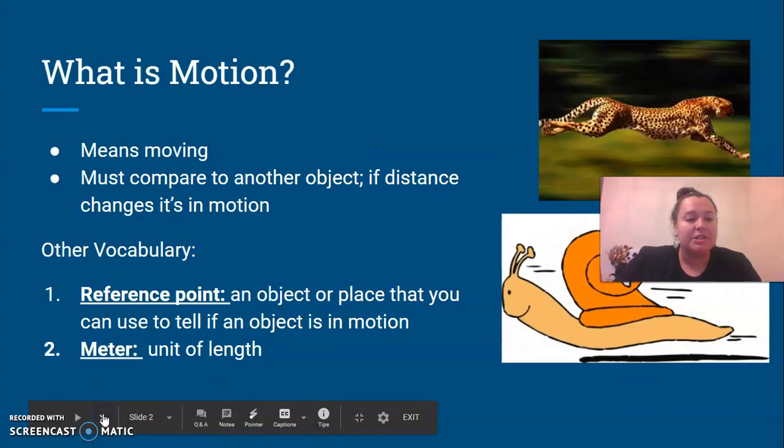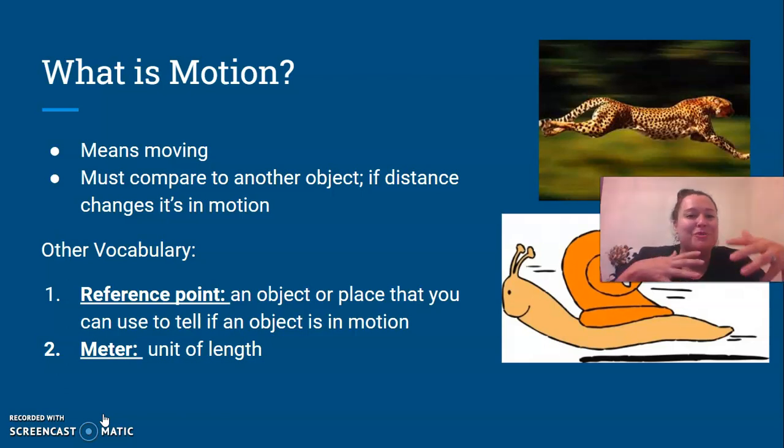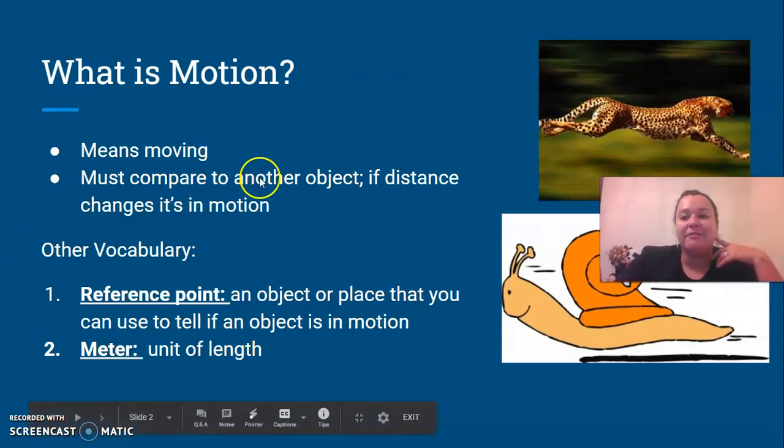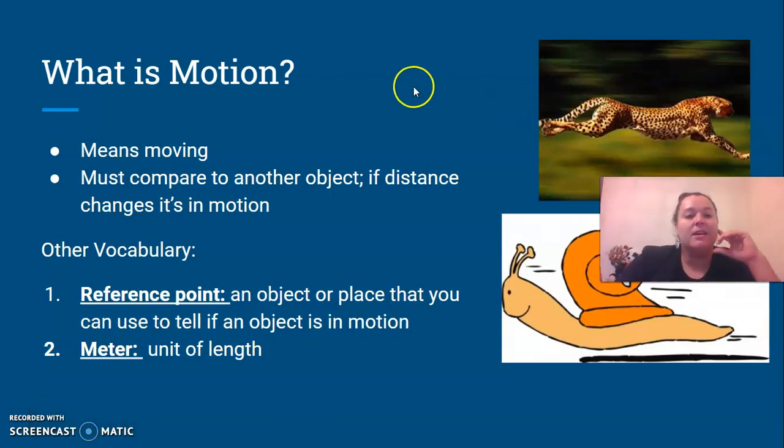Alright, so the first thing we're going to talk about is what is motion. Motion obviously means that you are moving in some sense. So if you think about, for example, this animal here, this cheetah, it's in motion, it's moving, or the real animal would be. The way that we look and see if something has been in motion, we look to see if its distance changes. For example, if we measure the distance of the cheetah versus the trees in the background, we can tell whether or not it's been in motion.